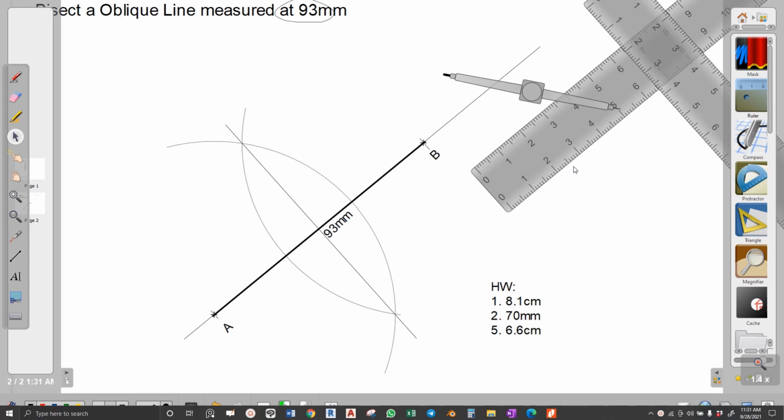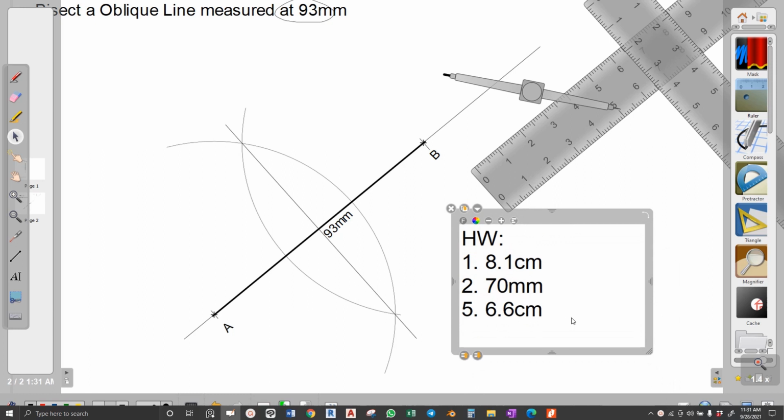So now that we have completed bisecting an oblique line, here is the homework that you are to complete. So what you're going to do, you're going to bisect an 8.1 centimeter oblique line. You're going to bisect a 70 millimeter oblique line, and you're going to bisect a 6.6 centimeter oblique line.